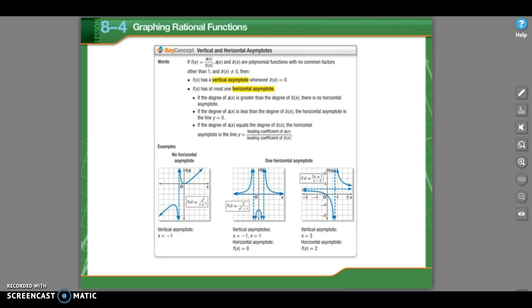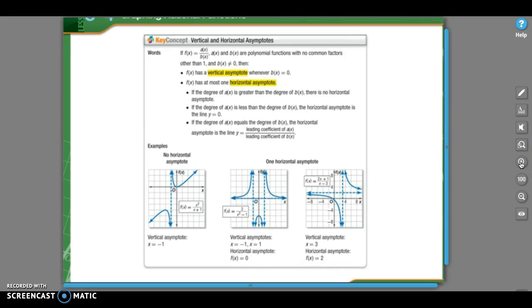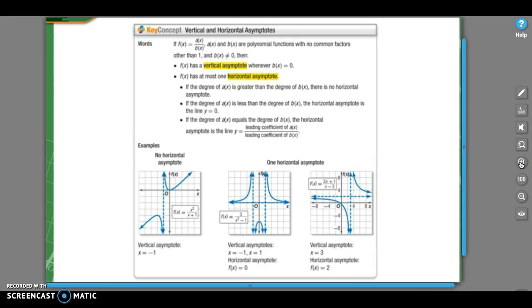So here's our table for vertical and horizontal asymptotes. I'm going to try to blow this up a little bit. So it says you have a function that's a of x over b of x, and a of x and b of x are polynomial functions. There is a vertical asymptote when b of x equals 0. So if the denominator is 0, whatever x value makes the denominator equal 0, there's a vertical asymptote.